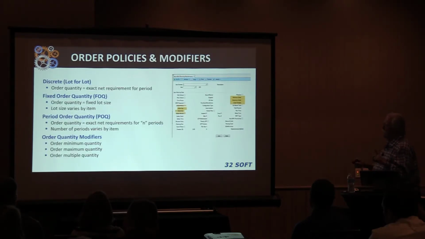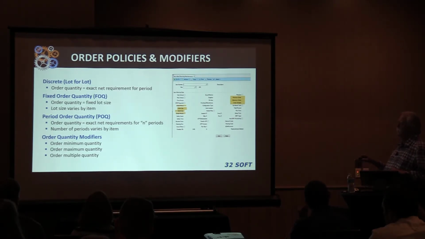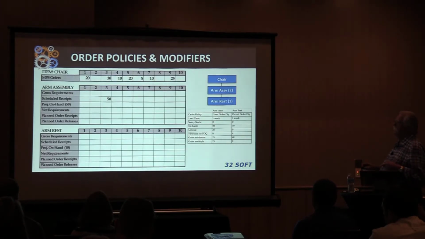You've also got the modifiers, order policies, discrete. Here's your fixed order quantity or EOQ, period order quantity, which is based upon your periods of demand. And you've got your minimum, maximum, and multiple orders, which you'll see in the system.